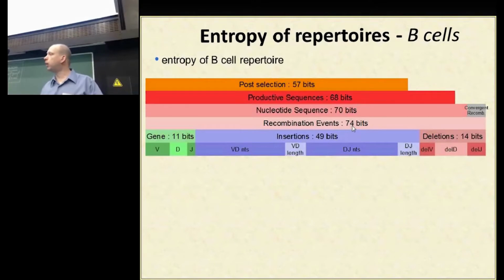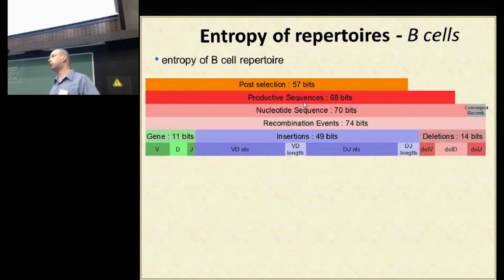You can see the breakdown below here. It's mainly because of insertions, right? So actually, gene selection is a small part of the diversity. Now, this recombination entropy is not the diversity of the sequences, because there are a few different recombination scenarios to produce the same sequence. We call this convergent recombination. So it goes down to 70 bits, 68 bits if we just look at sequences which are productive.